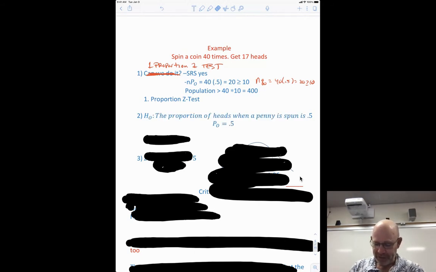All right. Null hypothesis in words first, right? The proportion of heads when a penny is spun is 50%. Whatever the context is, you give it, and then you can use those symbols, p naught equals 0.5, and you can use those symbols until the end, so you don't have to keep repeating. The alternate hypothesis is p naught does not equal 0.5.